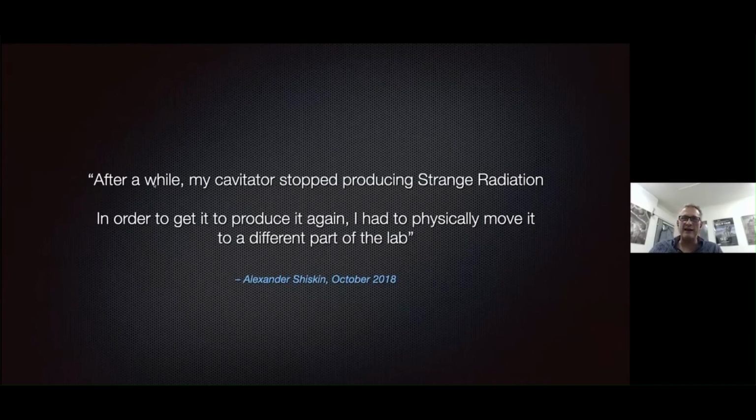So I want to say it again. After a while, my cavitator stopped producing strange radiation. In order to get it to produce it again, I had to physically move it to a different part of the lab. Okay, and this could explain why certain people's low-energy nuclear reaction experiments don't work in certain parts of the Earth, even in the same time of year, or sometimes only work in the spring, or sometimes only work in phases of the moon, because there is a different flux of relic neutrinos, and the parameter space in their particular experiment might not be flexible enough to continue working with a lower flux. It might need a higher flux.